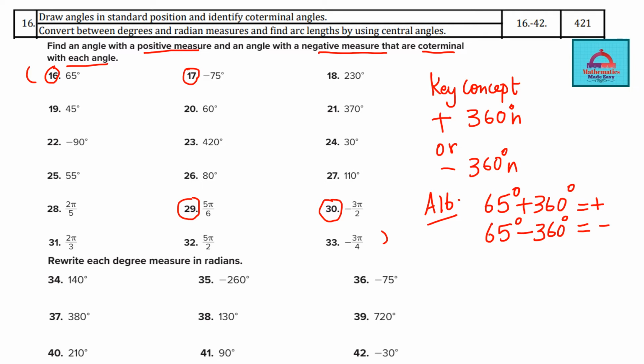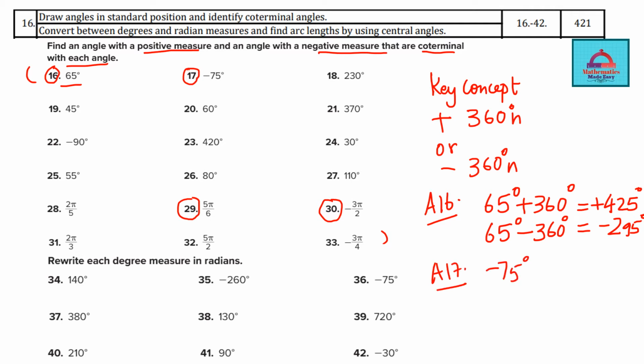So let's add them. This comes out to be 425 degrees, and when you subtract, it comes out to be negative 295. So these are two coterminal angles, one with a positive, one with a negative measure, that are coterminal with 65, the given one. In a very similar way, you can work out the answer for 17, which is negative 75.